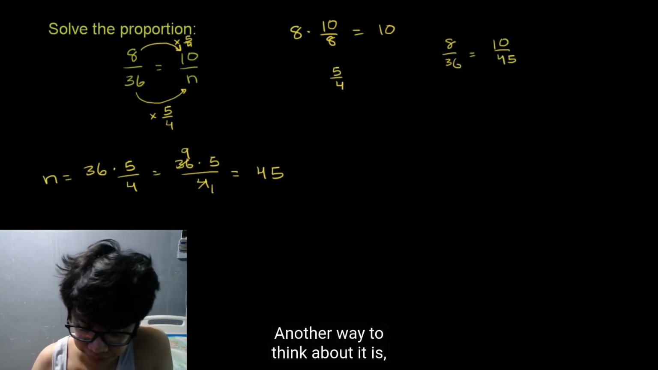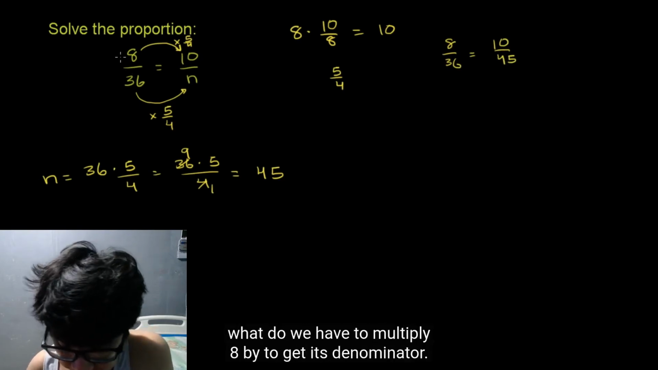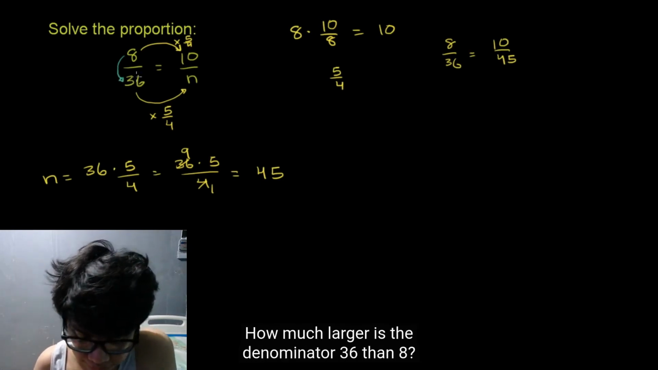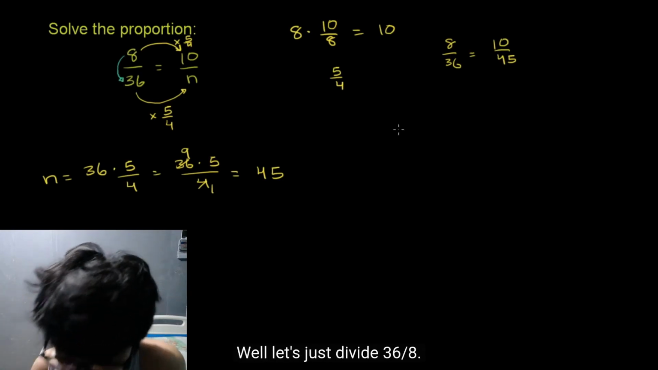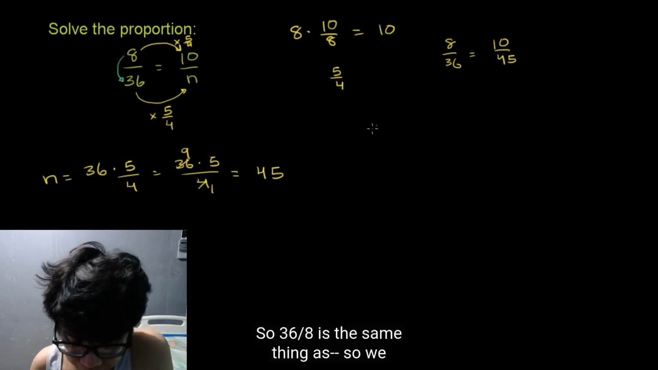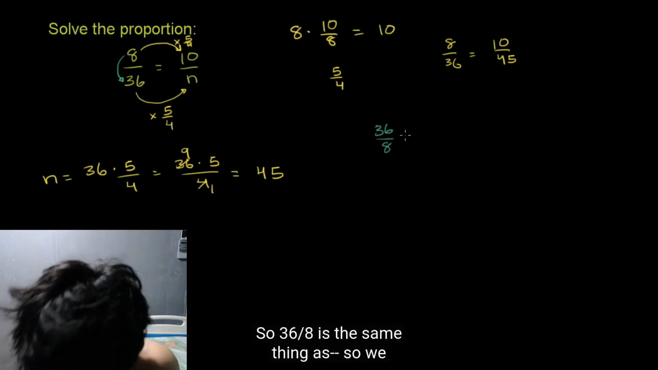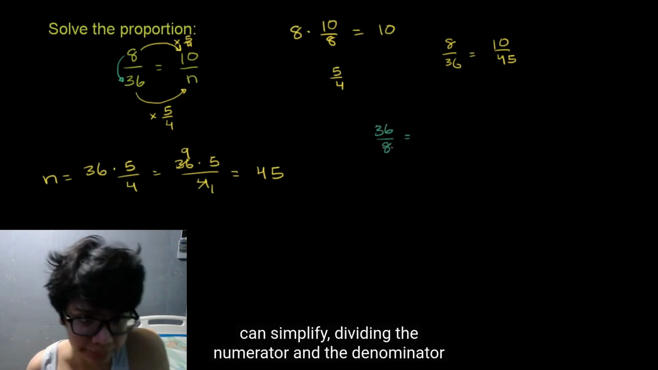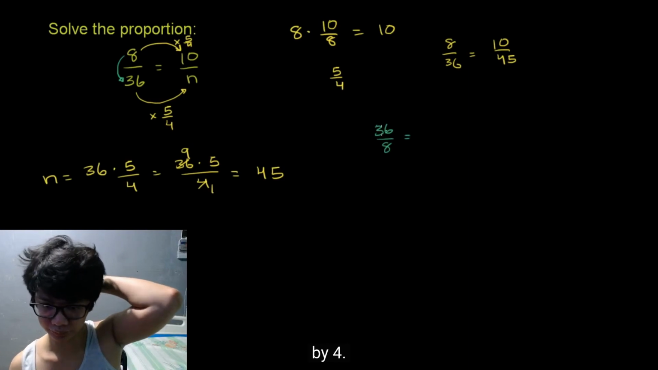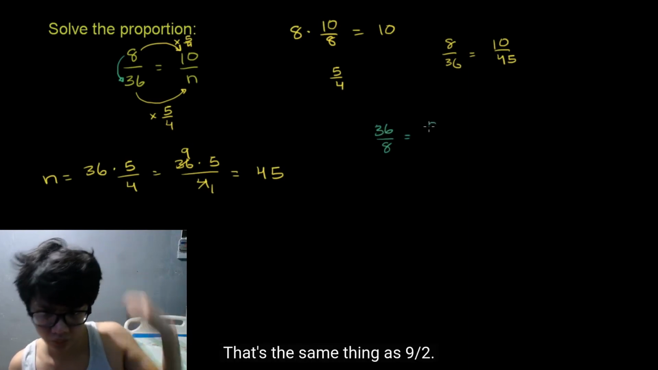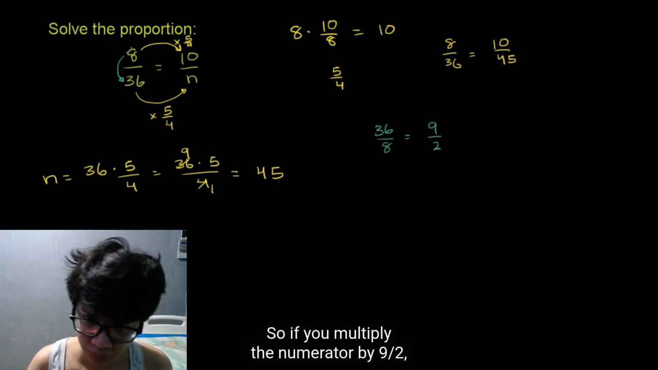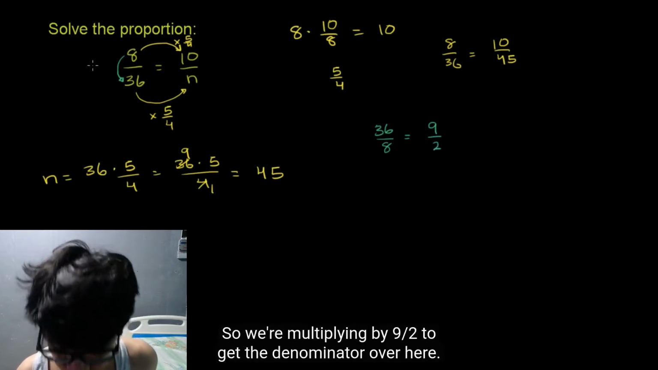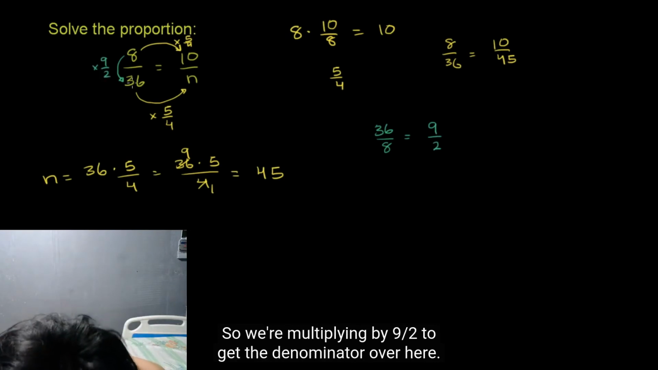Another way to think about it is, what do we have to multiply 8 by to get its denominator? How much larger is the denominator 36 than 8? Well, let's just divide 36 over 8. So 36 over 8, we can simplify by dividing the numerator and the denominator by 4, their greatest common divisor. That's the same thing as 9 halves. So if you multiply the numerator by 9 halves, you get the denominator.